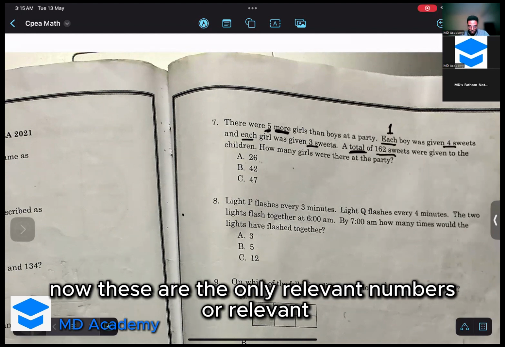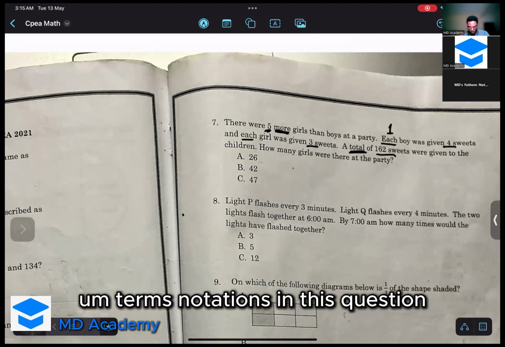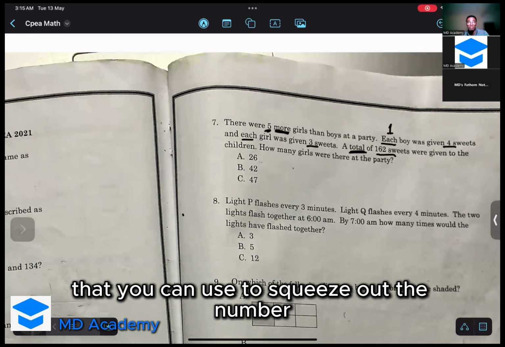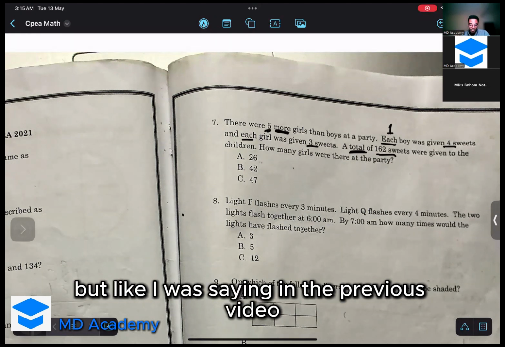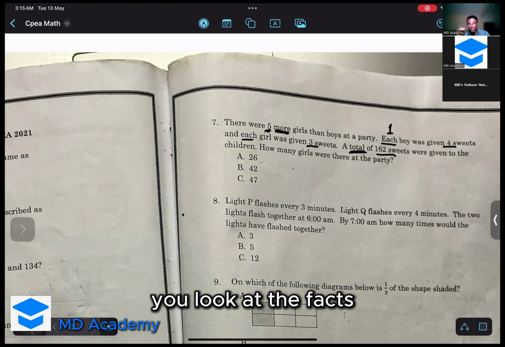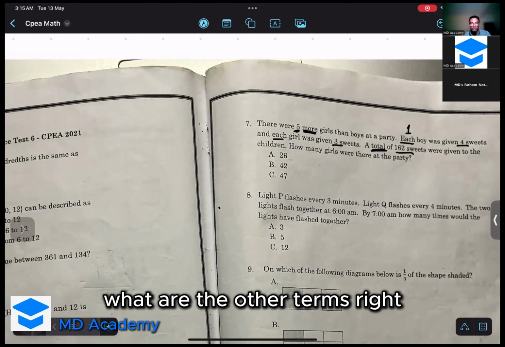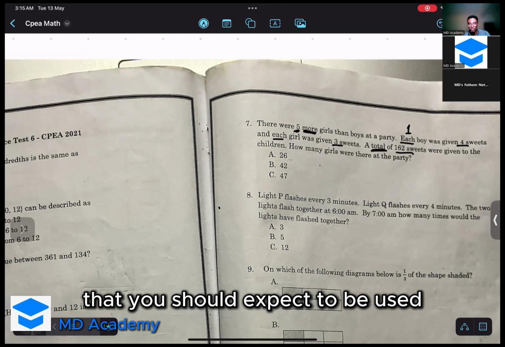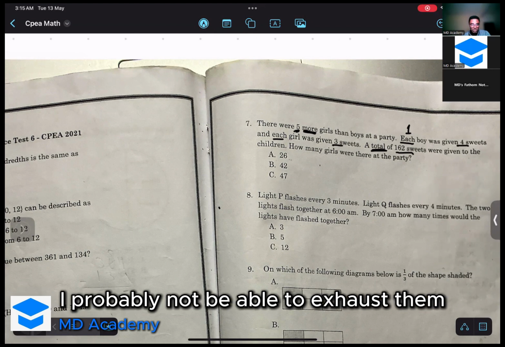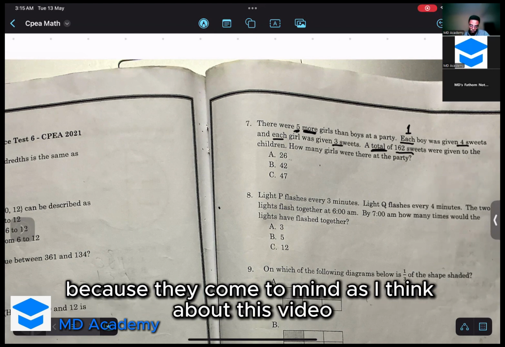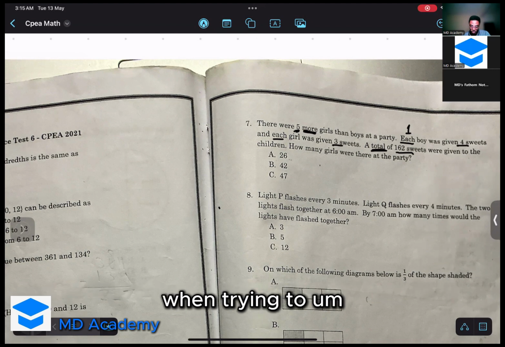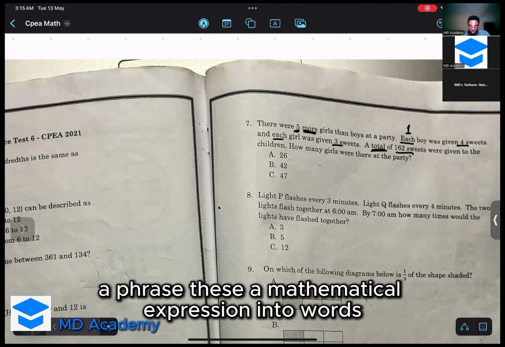Now these are the only relevant numbers or terms, notations in this question that you will use to squeeze out the numbers and then find the relationship between them. But like I was saying in the previous video, you look at the facts and then you look at the relationship between facts. But before we talk about that, what are the other terms that you should expect to be used? I probably won't be able to exhaust them because they come to mind as I think about this video. What are the other terms that they might use when trying to phrase these mathematical expressions into words?